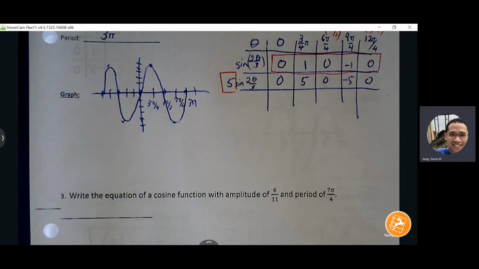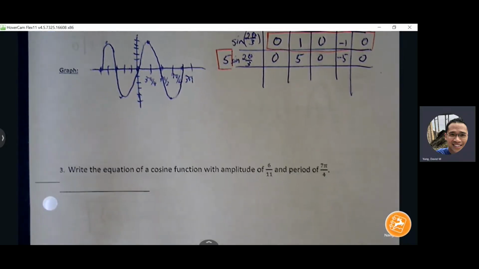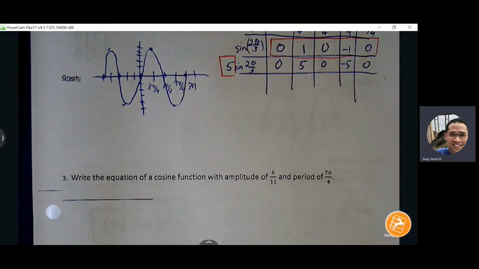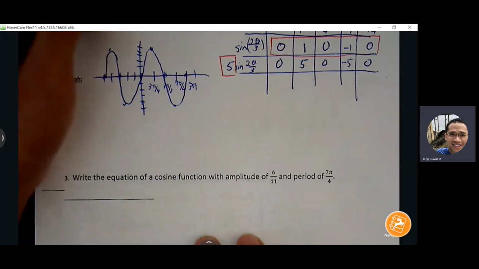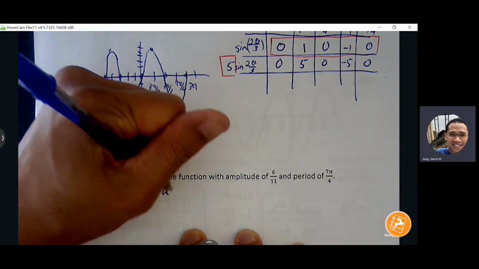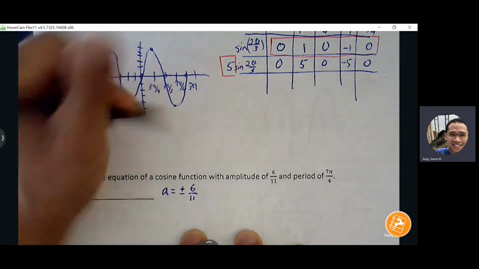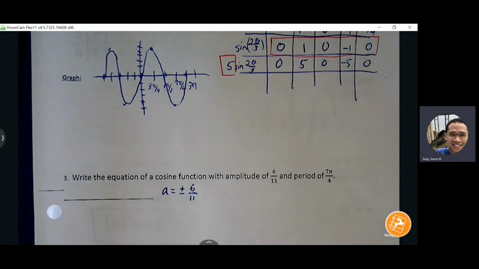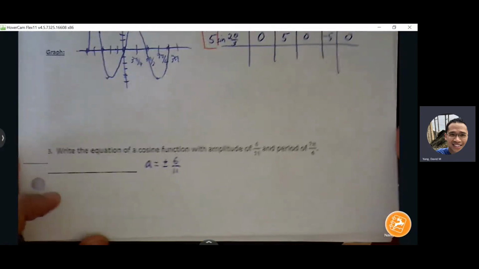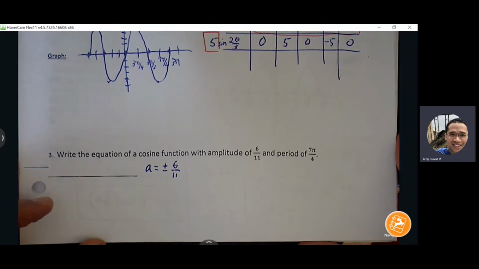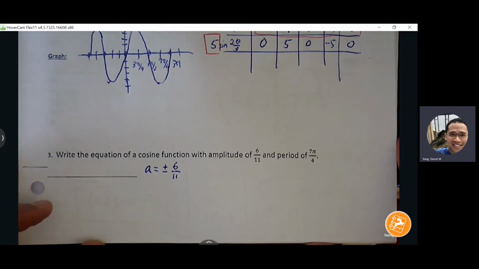Okay, number 3. Write the equation of a cosine function with amplitude of 6/11 and a period of 7π/4. So we know that our A, you can choose either one. It's either plus or minus 6/11. Amplitude is positive, but the A could be positive or negative. So either you do positive or negative, either is fine. Yes. No, you can choose either one.